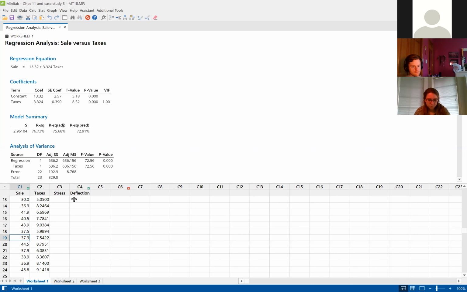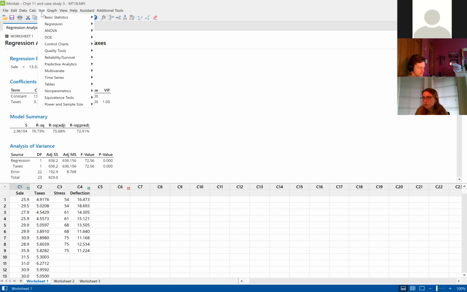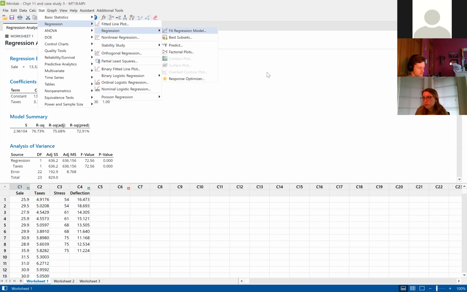And so what I'm looking at here is I have data for stress and deflection. Like I said, I've got a really small n here. I've only got 9 data points, but we're going to do it anyway. Go to stat, go to regression, fit regression model.